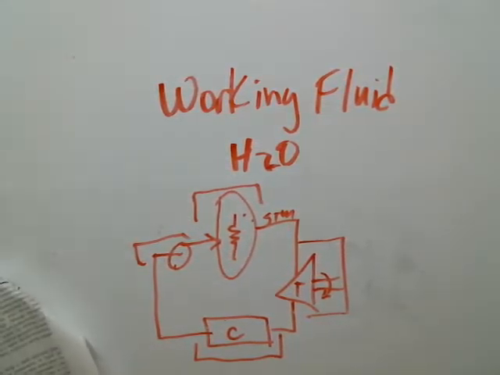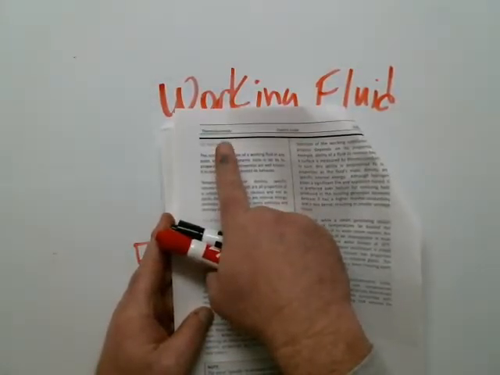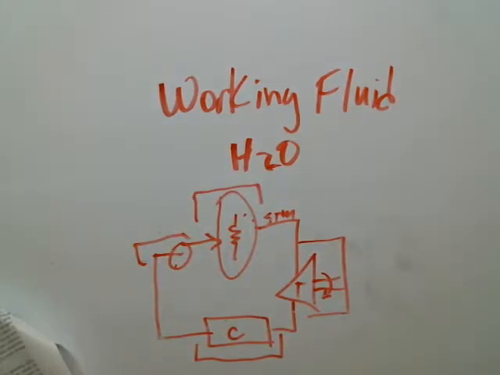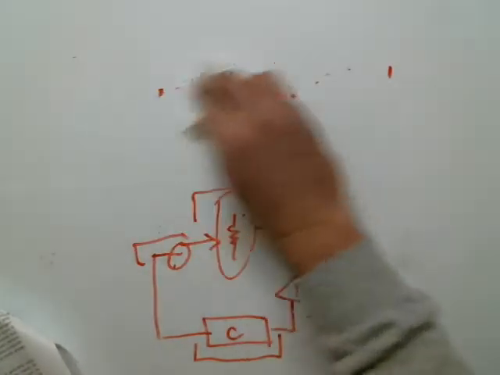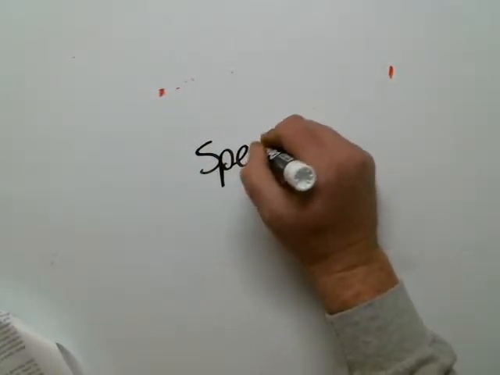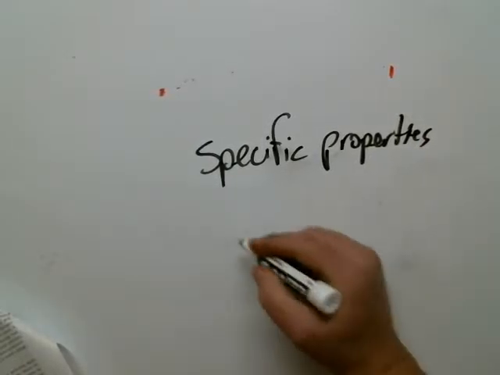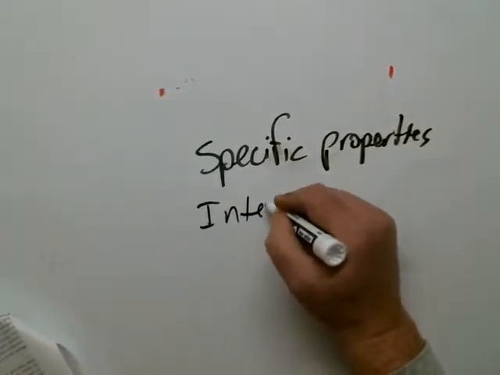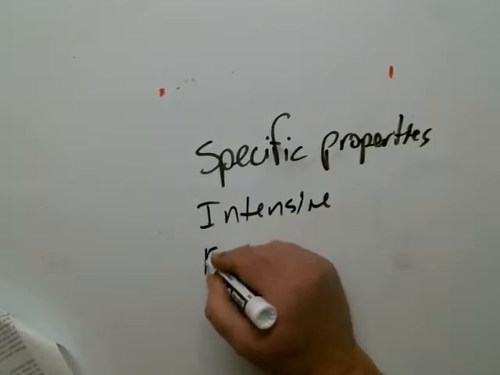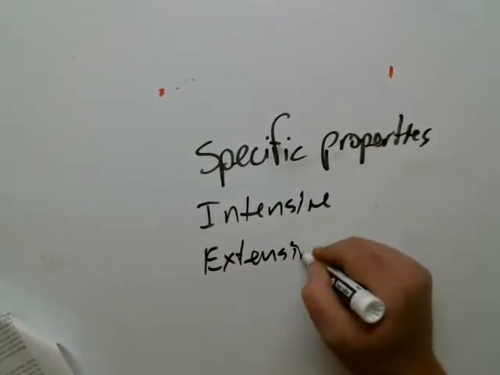On the next page, we start talking about properties. And some very specific things we need to talk about. Properties of the fluid. We're going to be looking at the properties of the second paragraph there: temperature, pressure, density of this working fluid. But then we're also going to be looking at specific properties. We'll also be looking at things that are intensive properties and extensive properties.